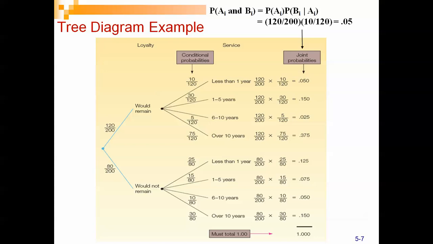We would also write in the conditional probabilities for the lower, or would not remain, branch. So we would do the same thing down here as well. Then finally we have the joint probabilities that the events A sub 1 and B sub 1 occur. And in this case we have the generic formula on the top for A sub i and B sub i.